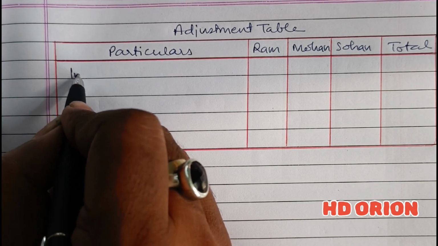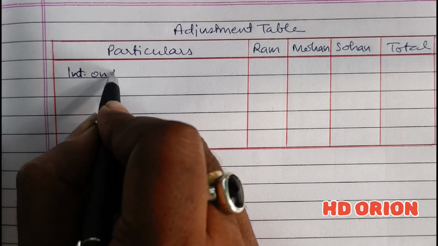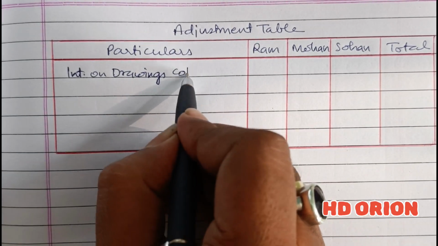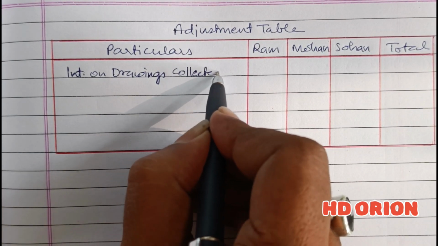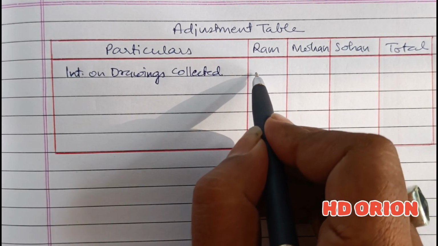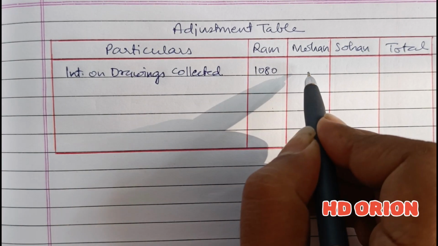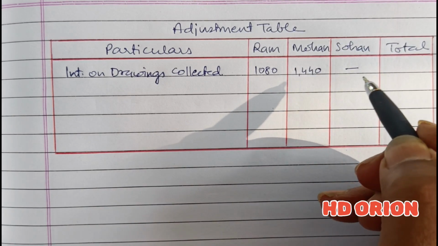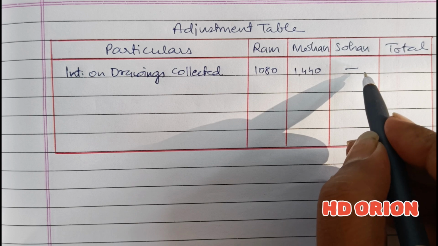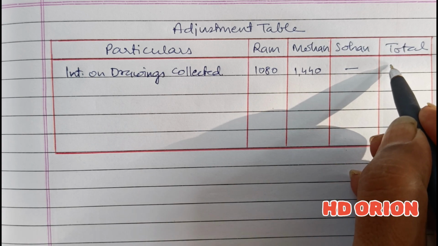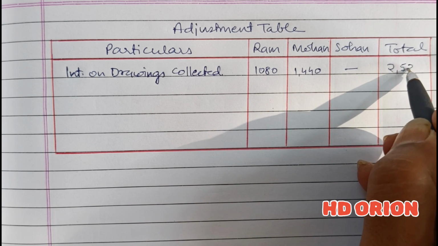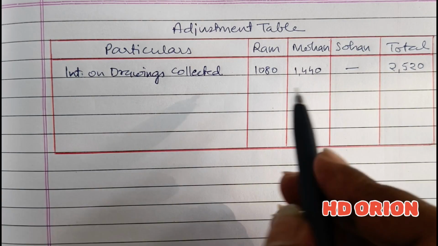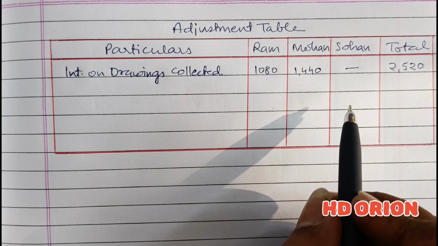So interest on drawings which is collected by the firm from the partners. So from Ram 1080 and from Mohan rupees 1440. Sohan didn't take any amount as drawings, and therefore the firm has received rupees 2520 as an income, because interest on drawings is an income, which these two partners have paid to the firm.